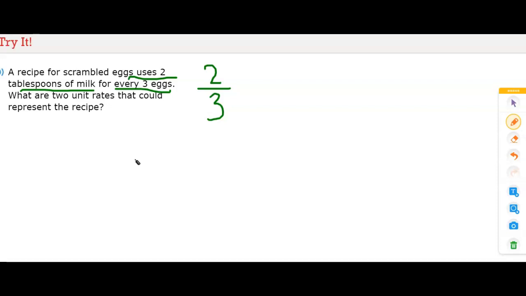And so we're going to solve for 1 of the eggs first, because I put the milk on top and the eggs on the bottom. So we're going to make our eggs be 1 egg, and we have to divide 3 by 3 to equal that 1, and we have to do the same thing to the top. So 2 divided by 3, if you use a calculator, you will get 2/3 tablespoon of milk for every 1 egg.